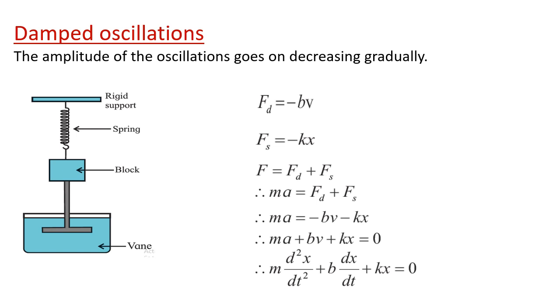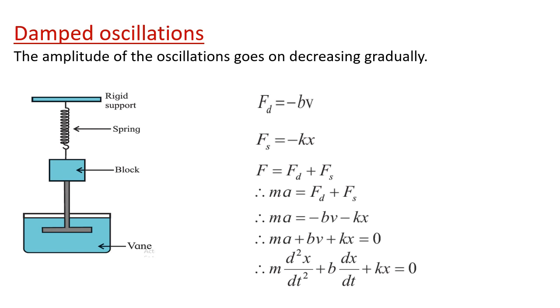Now if we assume that the gravitational force acting on the block is negligible as compared to the damping force and the spring force, then the total force acting on the mass of the block at any particular time interval will be given by F is equal to Fd plus Fs. Now force is nothing but mass into acceleration, and we have the values of Fd as minus Bv and Fs, that is the spring force, as minus Kx.